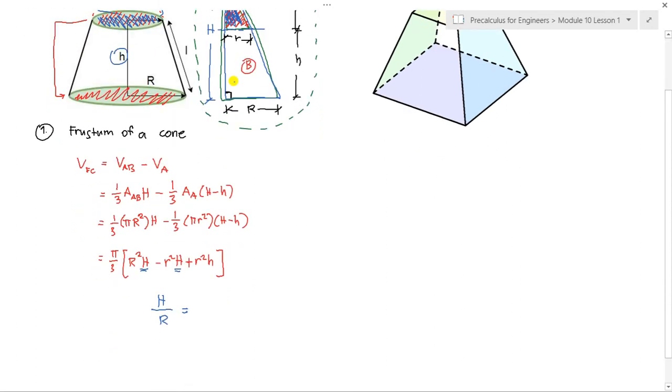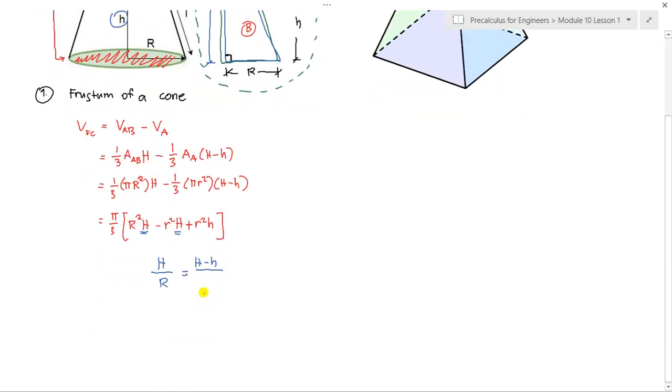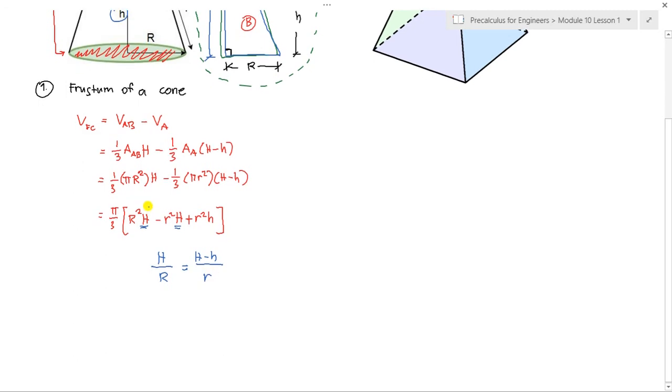Its height is H minus small h. So, H minus h all over its base is the small letter r. That's the radius. So, here we are going to solve for h. What we need to do is cross multiply. So we have rH minus rh is equal to big H multiplied by small r.